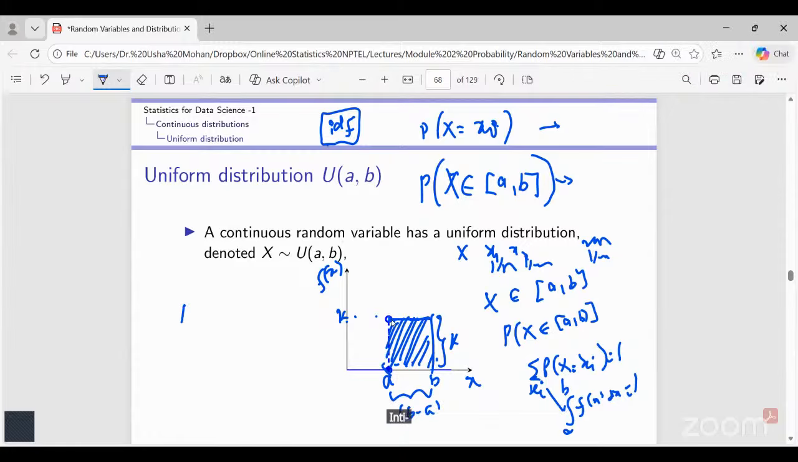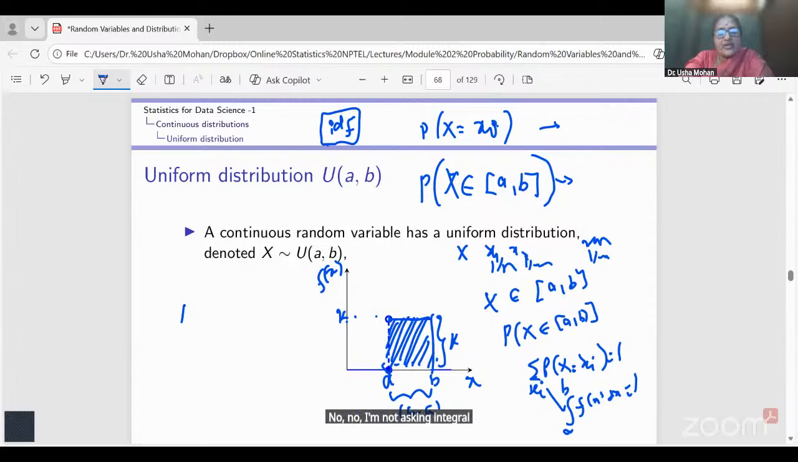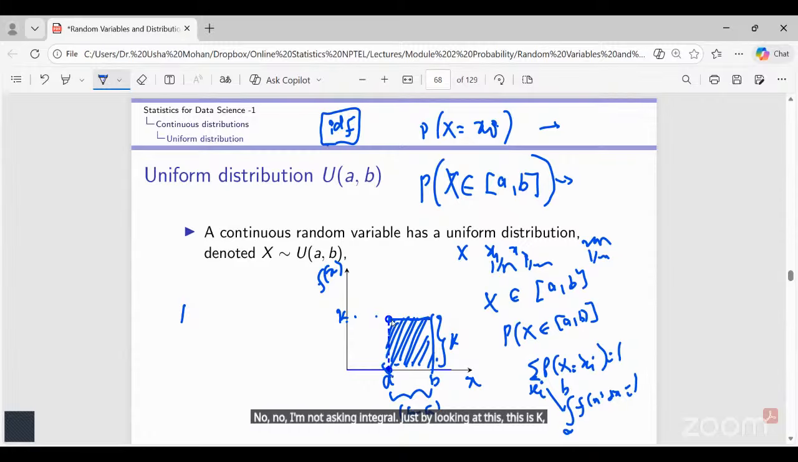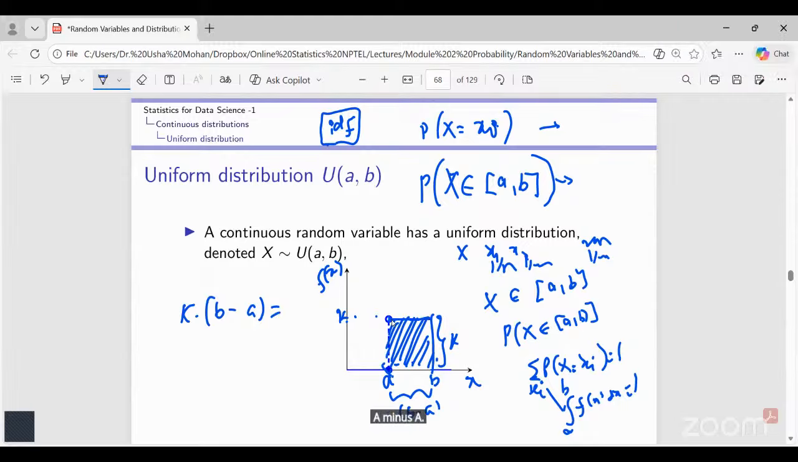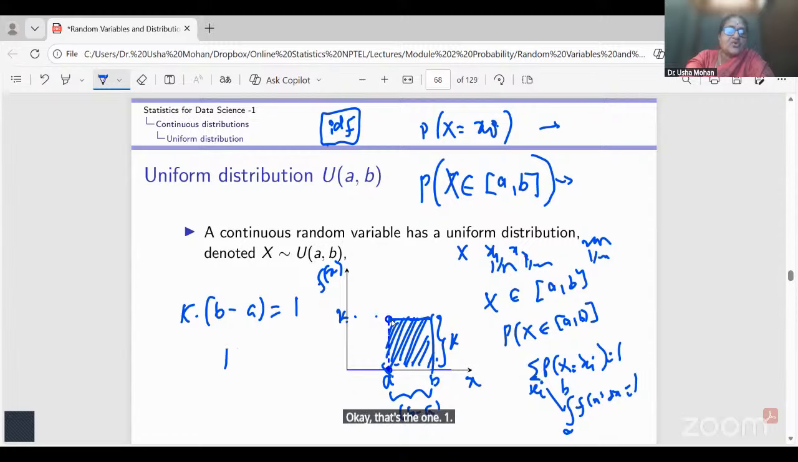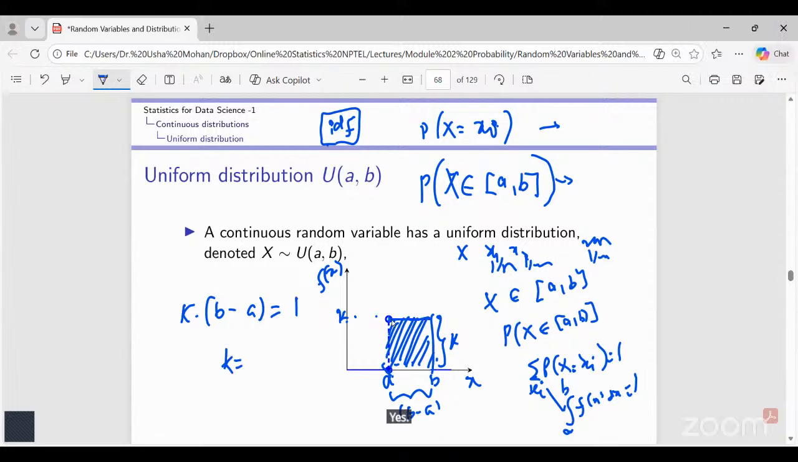I'm not asking for the integral. Just by looking at this, this is k, this is b minus a, so the area is b minus a into k. What should the area be equal to if it is a PDF? 1. This should be equal to 1. So what would be my k? 1 by b minus a.